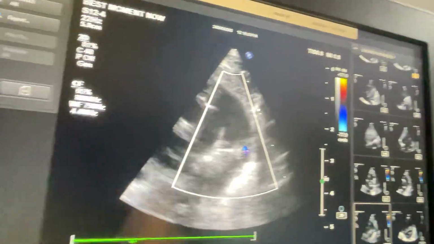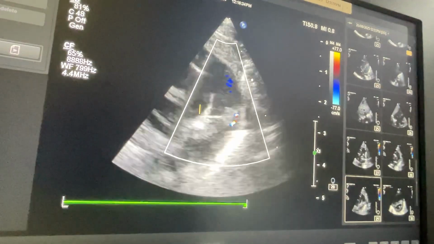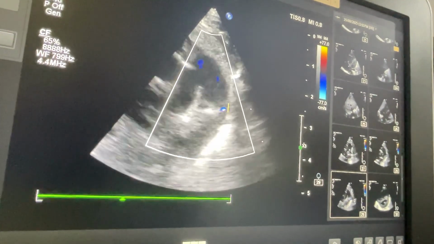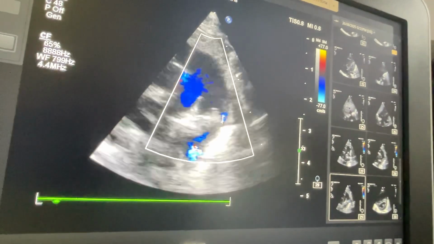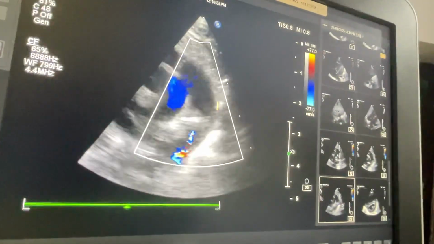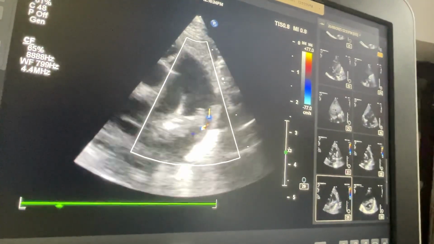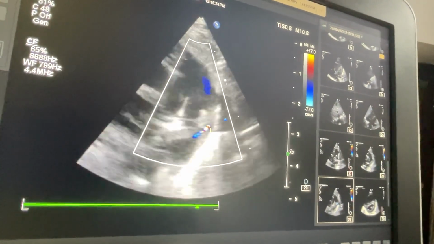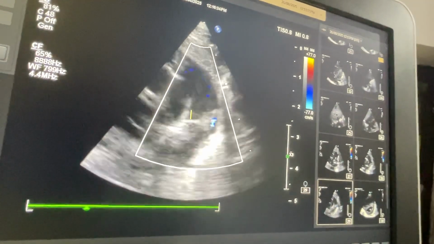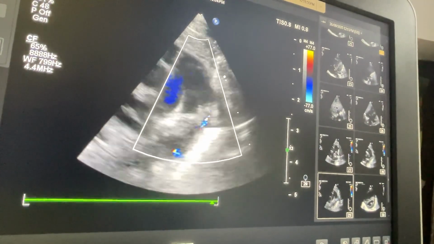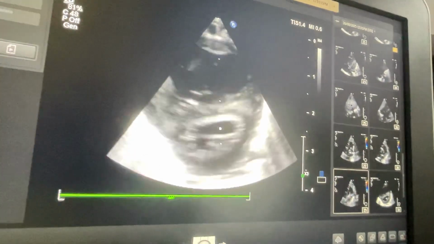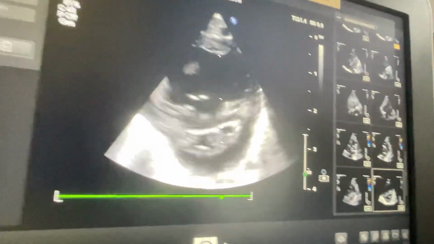Now you can see this is the right pulmonary artery branch, this is the left pulmonary artery branch, and the most lateral one is the PDA, patent ductus arteriosus. So whenever you find all branches of the main pulmonary artery, the most lateral, most left-sided structure is the patent ductus arteriosus. This is the right pulmonary artery branch, this is the left pulmonary artery branch, and this is the PDA. This is the parasternal short axis view.